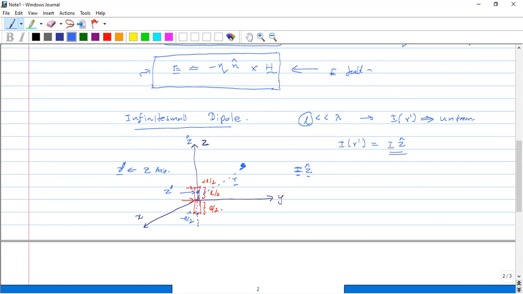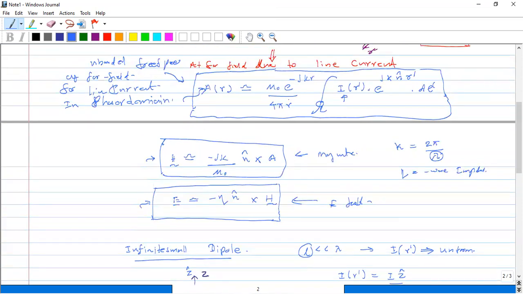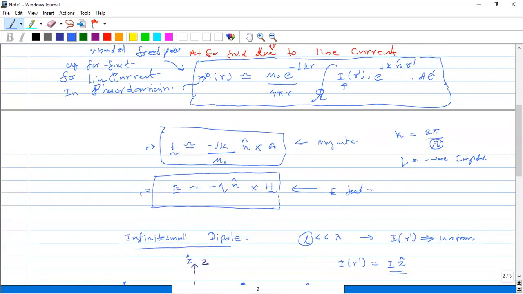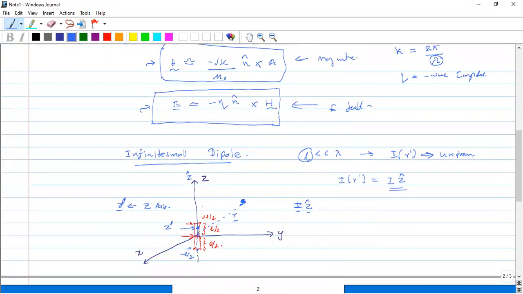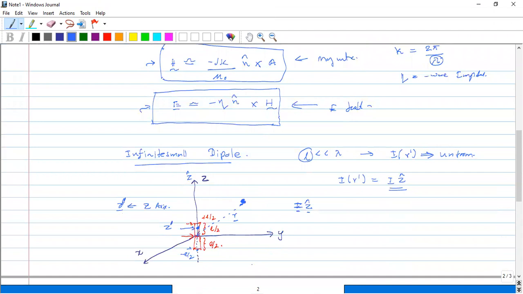Okay, so we have this identity. Now we have to write this identity for this situation. We have to change this identity with respect to this situation.